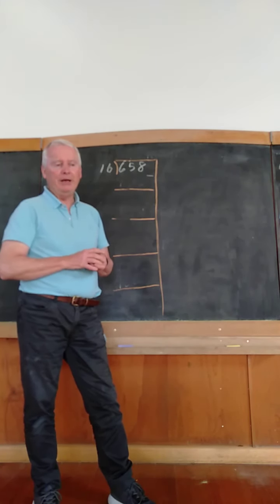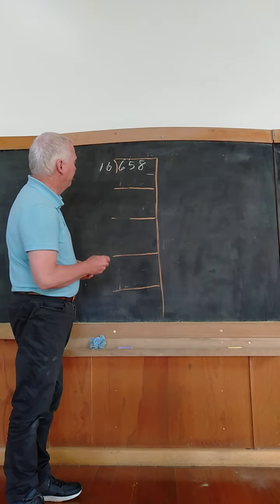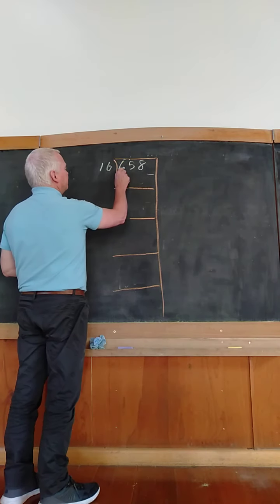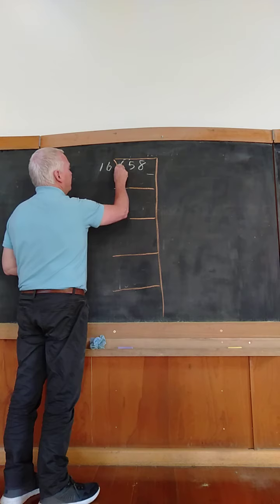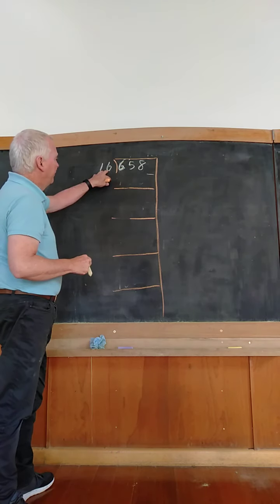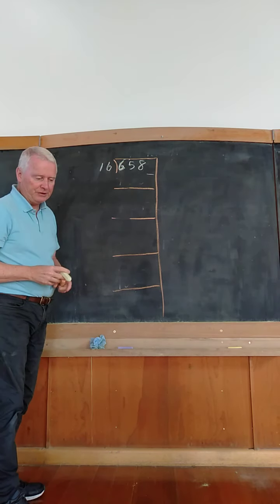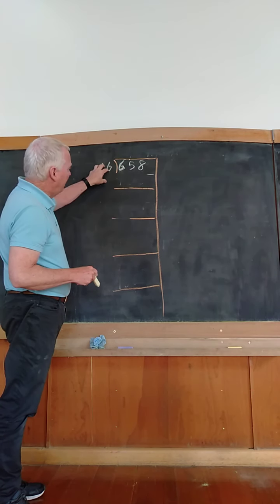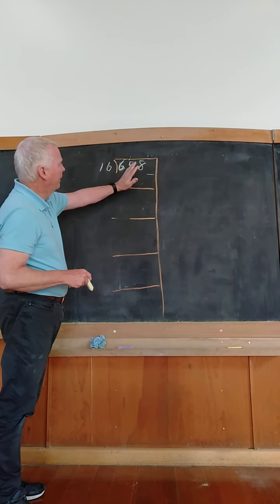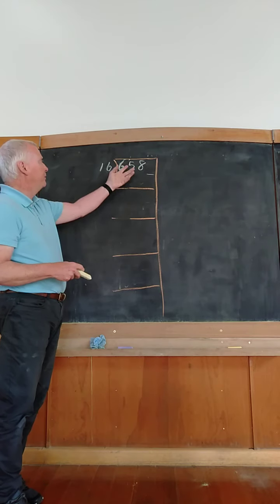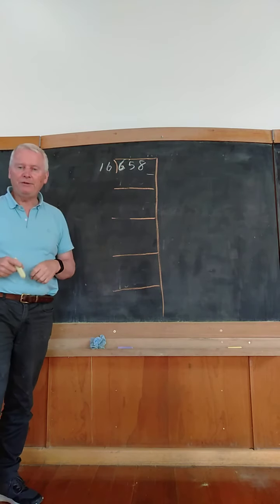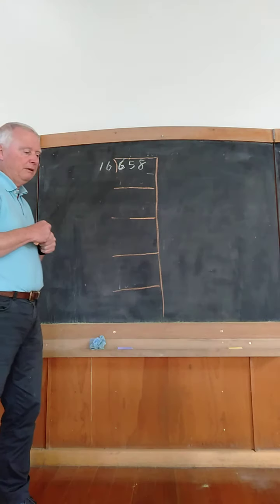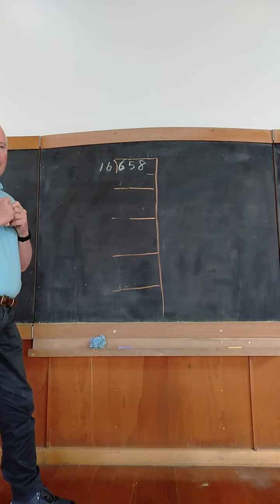So this number here, 658, we call this the dividend. And this number here is the divisor. So the idea is that we divide this number into this number. Another way of looking at it is how many times can we take 16 away from 658. A lot of people like to look at it as multiple subtractions, but we're going to use estimation.